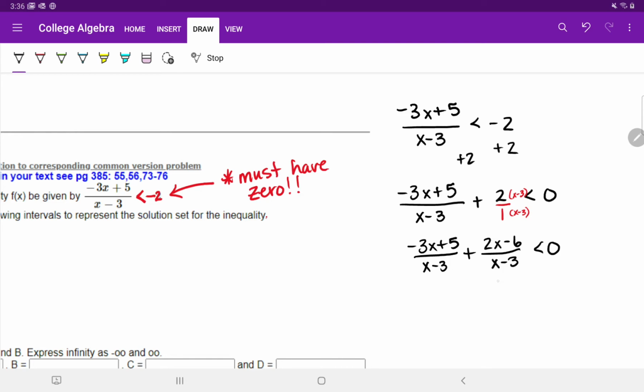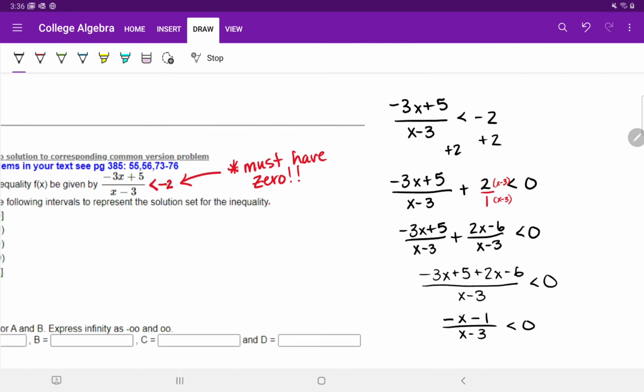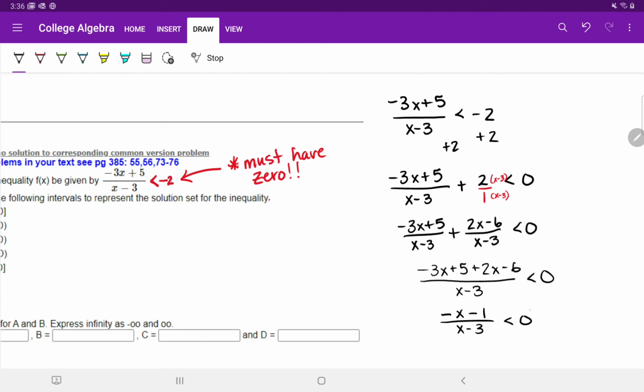And then finally, since we have a common denominator, we can combine this into a single fraction: (-3x + 5 + 2x - 6)/(x - 3). And that simplifies to (-x - 1)/(x - 3) < 0. So all of that prep work was to get it so that we have a numerator, a denominator, and a less than 0. So now we can start on our steps. We haven't even started the problem yet.